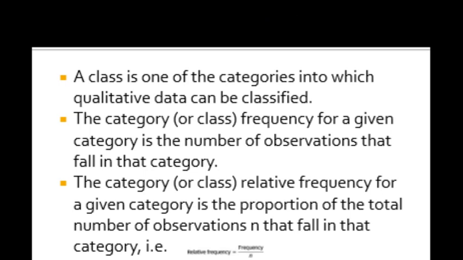Okay. These are the terms that will be used. A class is one of the categories in which we can classify the qualitative data. The class frequency is the number of observations that fall in each category. The class relative frequency is the proportion of the total number of observations that fall in that category. To calculate relative frequency, we can take the frequency and divide that by the total number of observations.